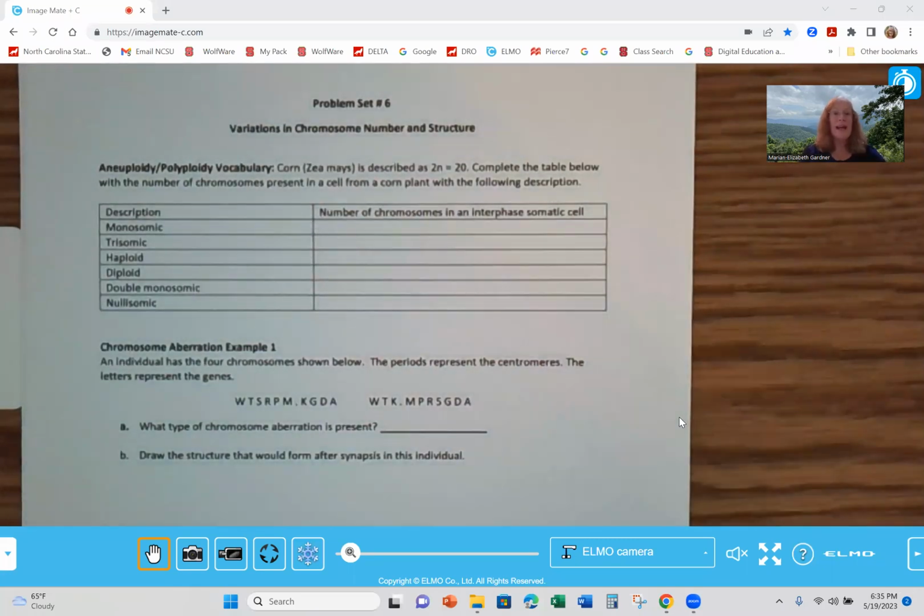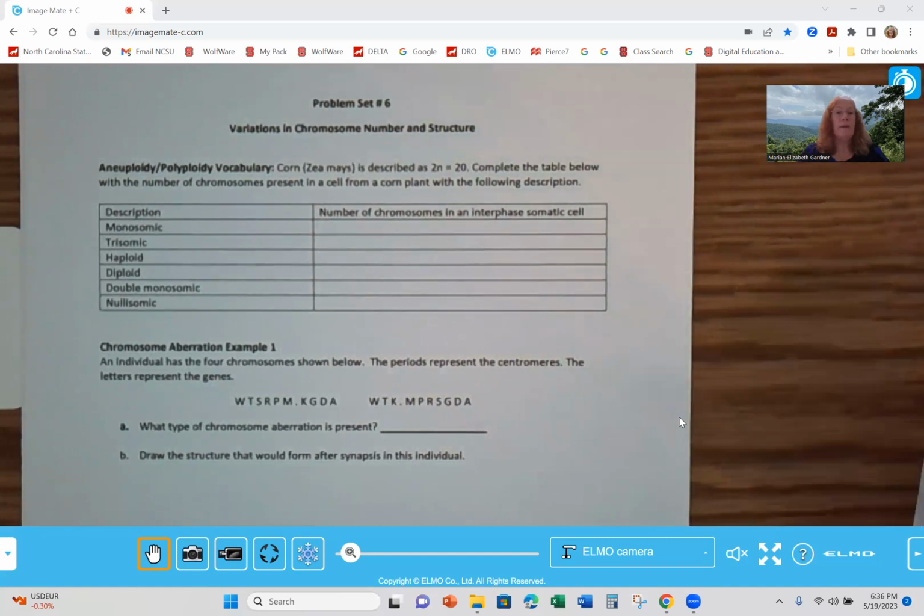This topic is variation in chromosome number and structure. So first, we're going to start off with some vocabulary. Aneuploidy means that the chromosome number in a typical somatic cell from that organism is not an exact multiple of the haploid number. So something like we have an extra chromosome or we're missing one or two chromosomes. Polyploidy occurs when we have extra sets of chromosomes. So we think of haploid as one of every chromosome, diploid as two, triploid, tetraploid, and so forth.